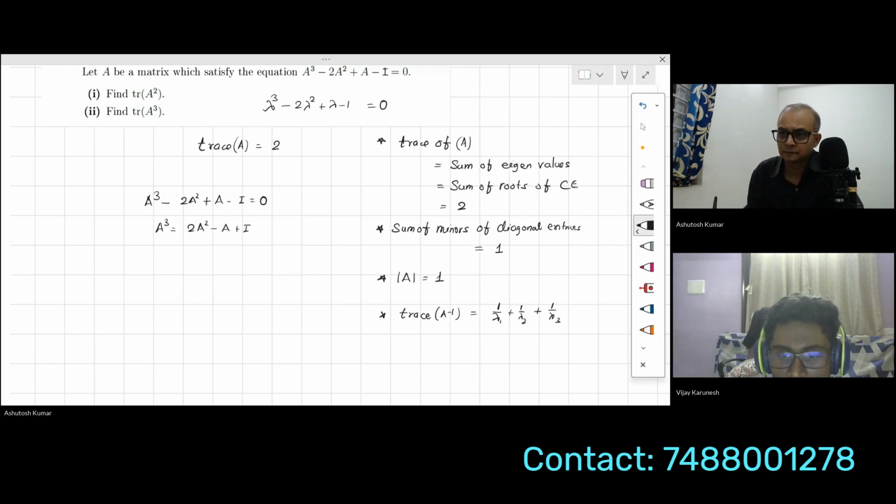Because if we add all of them, it will be the sum of the elements taken two at a time divided by the product of the three values. Yes. So what do we get here? 1, sir. Yeah. So from there we get it. Suppose I multiply this whole thing by A inverse. So what do we get here? A square, this is 2A, minus I, and plus A inverse.